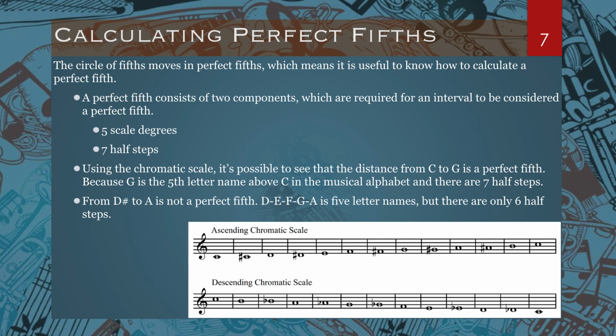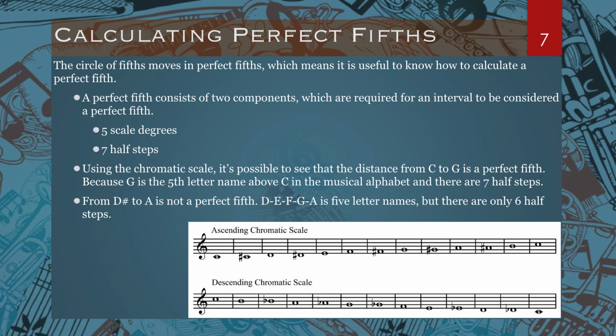So what this means is B to F sharp is a perfect fifth, not B to F. B to F would not be a perfect fifth. It'd be another interval that we'll talk about when we actually discuss the different types of intervals we have. But for now, all you need to know is how to calculate a perfect fifth. And you need to be able to calculate a perfect fifth above and a perfect fifth below.